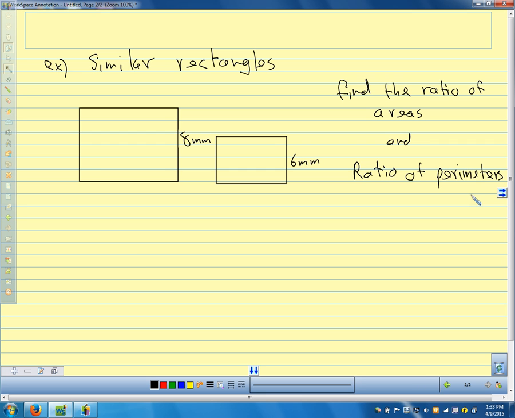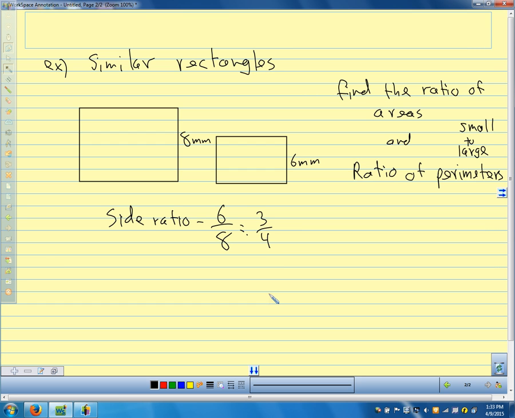Well, all we know about these two is that they're similar, and we know the length of two sides. For this problem we'll do small to large. So our key first thing we need to do is find the side ratio. What's the side ratio of small to large of these two? 6/8. We just make a ratio of the two sides. And can we reduce that to 3/4?